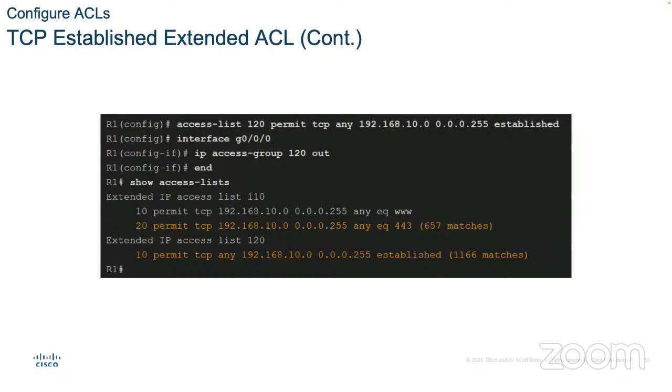Here we have an access control list of 120, and it only permits returning web traffic to the inside host. It's then applied to the interface G000. The show access list command will display the running ACLs. And you see once it's running, how many times that rule has taken effect.